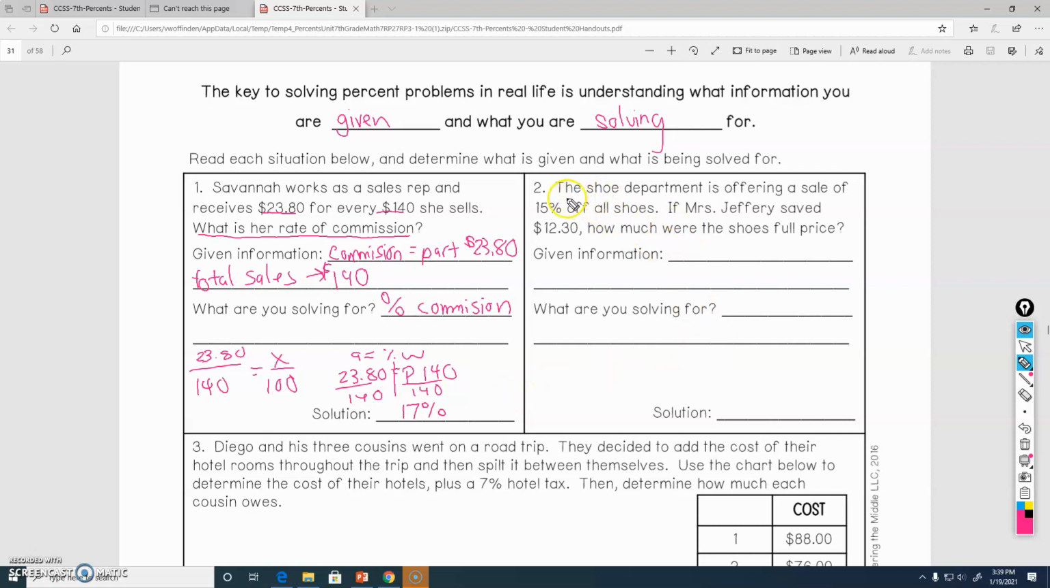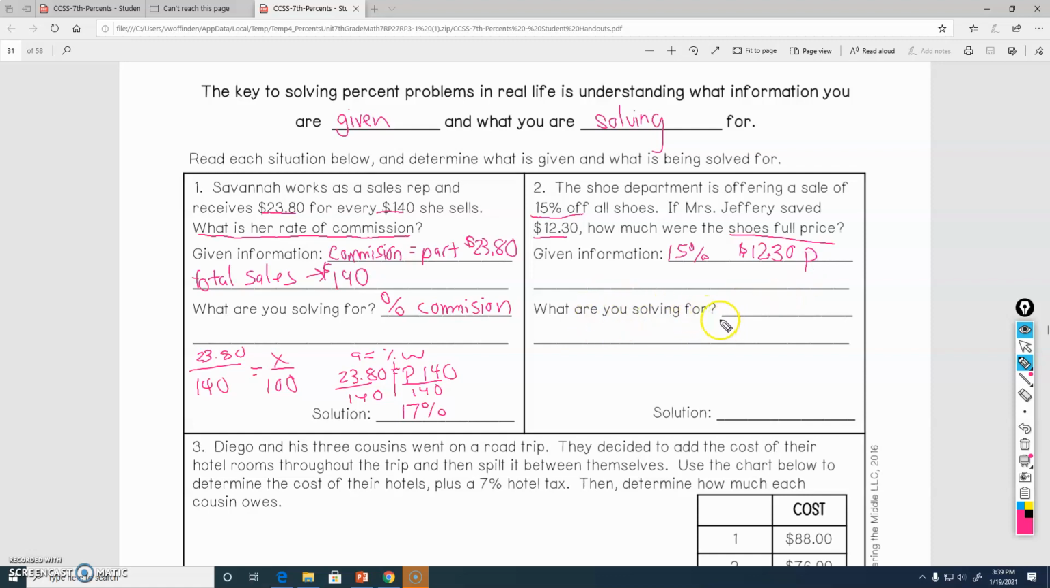Let's try number 2. The shoe department is offering a sale of 15% off. That tells me it's a discount. If Mrs. Jeffrey saved $12.30, how much was the full price of the shoes? So given information, I have 15%. I know my percent. And then if she saved $12.30, well, I know $12.30, the savings, is also a part. I'm going to write a P next to it to remind myself.